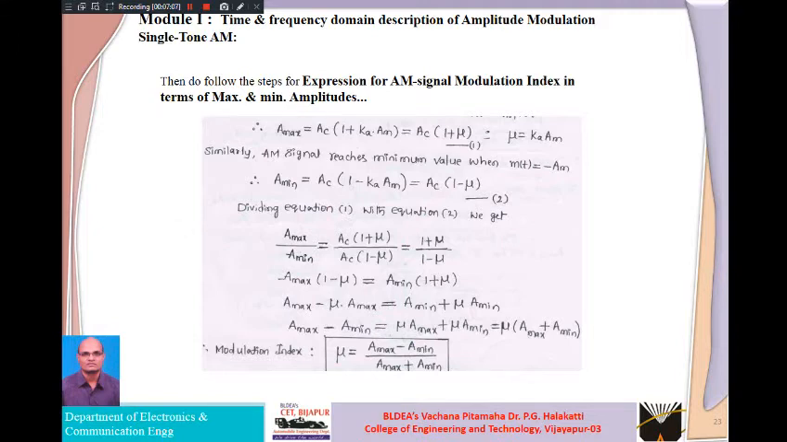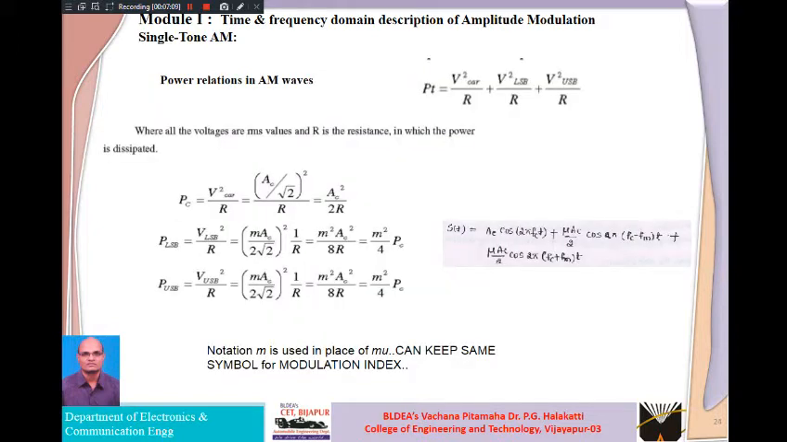Okay, so next we can go for the power relations between our lower side band, upper side band and carrier. Power relations in AM: the total power will be equal to the carrier power plus lower side band power plus upper side band power. Here we are going to include the RMS value with R as a resistance. So carrier voltage square by R: V equal to the amplitude AC by root 2, because we are considering only the RMS value here.